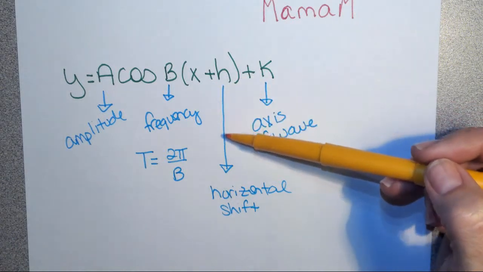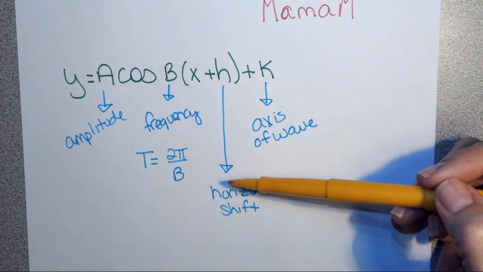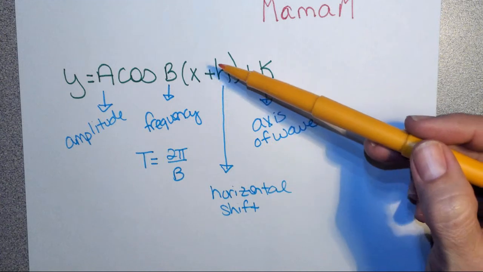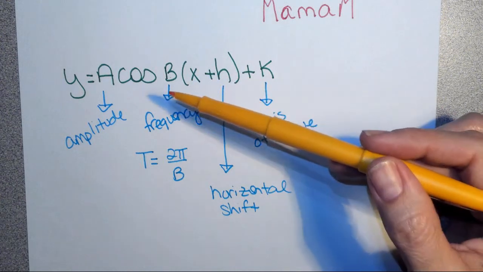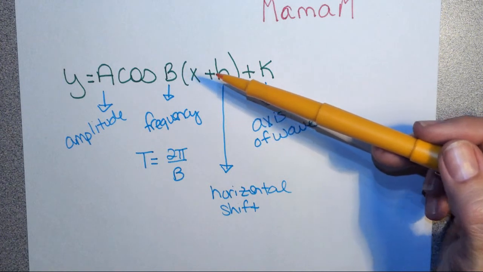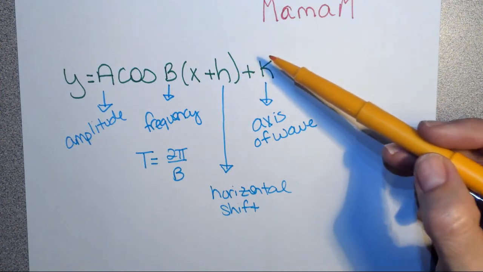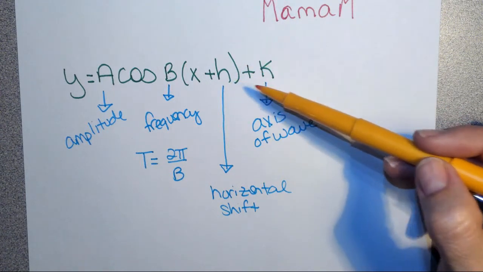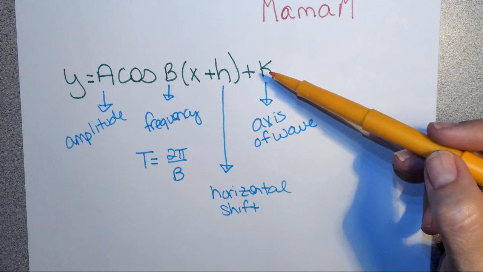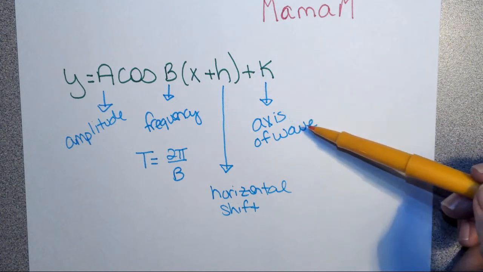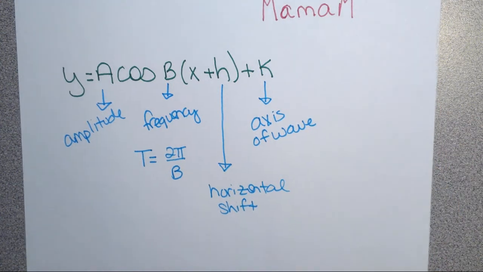If there's a number in parentheses, that's my horizontal shift. We always do the opposite. If it says plus 1, we're going to go to the left one. If it says minus 1, we're going to go to the right one. And lastly, we learned that if there's a number out back, it's called your vertical shift, but we give it a special name, and it's called the axis of wave.